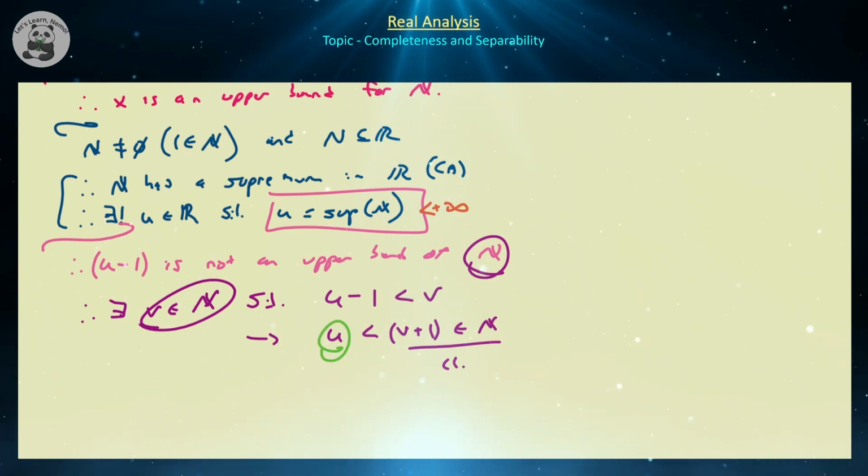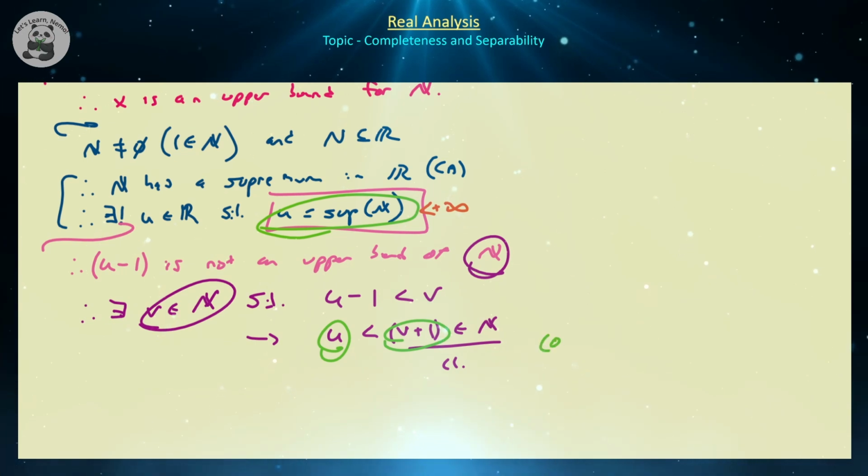But keep in mind, we assumed that u is the least upper bound for the natural numbers, right? U is the supremum of n. And v plus 1 is an element of the natural numbers, but it's bigger than that least upper bound, which contradicts the fact that it's the least upper bound, and that's obviously our contradiction, right?